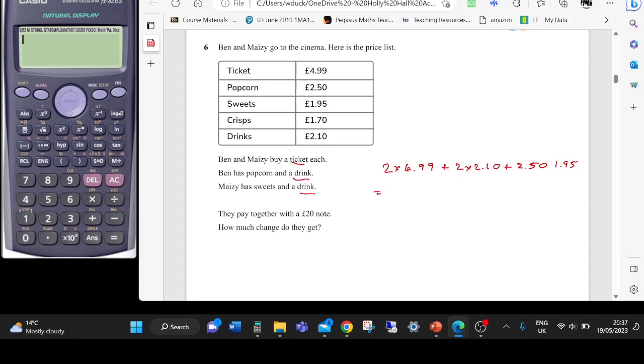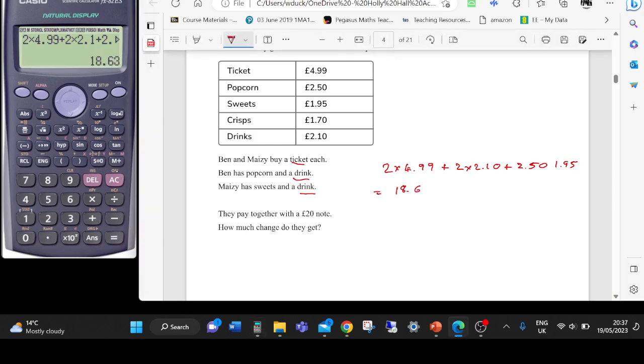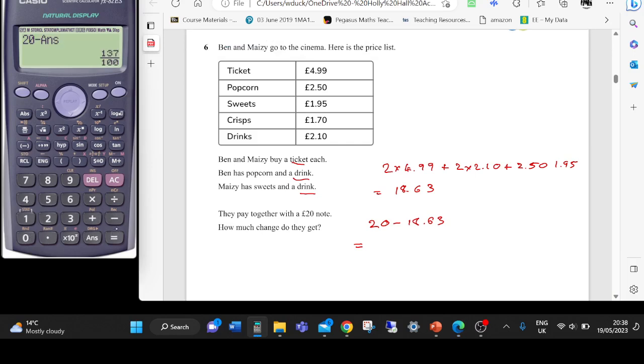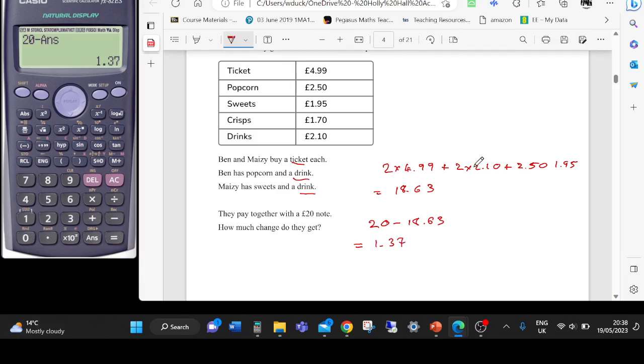So I'll jump straight to my calculator for that. I'm going to go 2 times 4.99 plus 2 times 2.1 plus 2.5 plus 1.95, and that gives me the value, as a decimal, of £18.63. So how much change do they get? It would be 20 minus £18.63, which gives me £1.37.